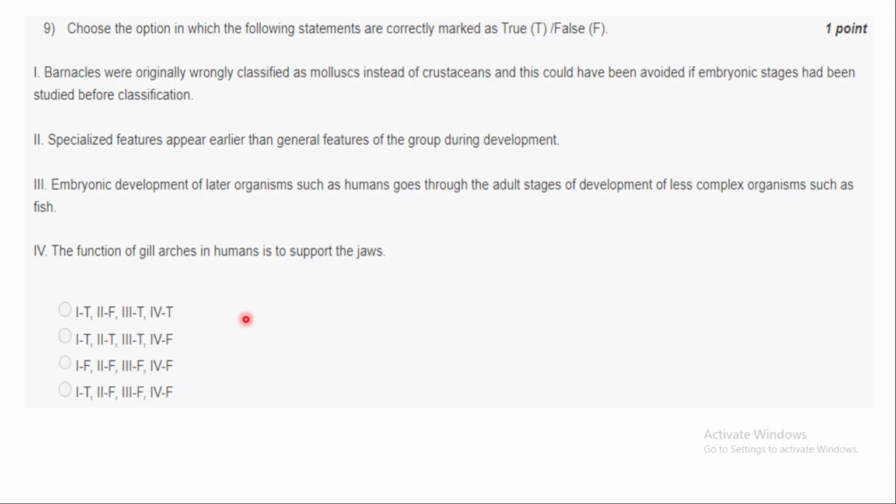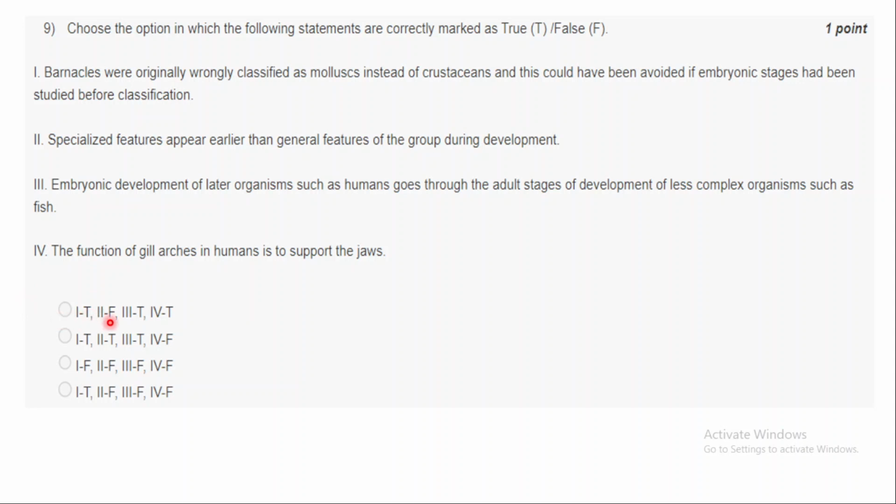Specialized features appear earlier than general features of the group during development. Statement 2. Statement 3. Embryonic development of later organisms such as humans goes through the adult stages of development of less complex organisms such as fish. And statement 4: the function of gill arches in humans is to support the jaws. Now, which of these do you think is correctly marked as true or false? You can see these options.